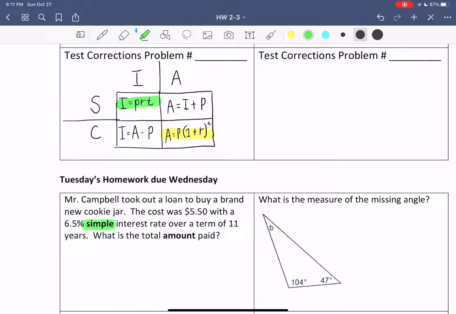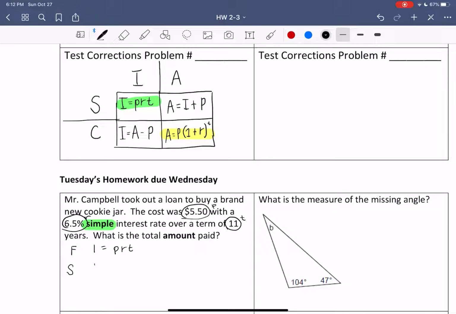This says simple interest, and that would mean we're going to be looking at our simple interest formula. I equals PRT. So I'm going to go ahead and write my formula. I equals PRT. And the P, the R, and the T, principal, rate, and time, are going to be multiplied by each other. And then, as I substitute the numbers that I know, I see this here for the principal, this for the rate, and the 11 years for the time.